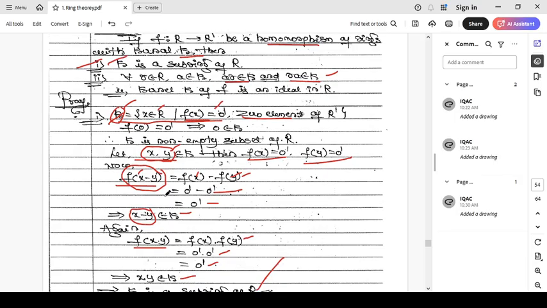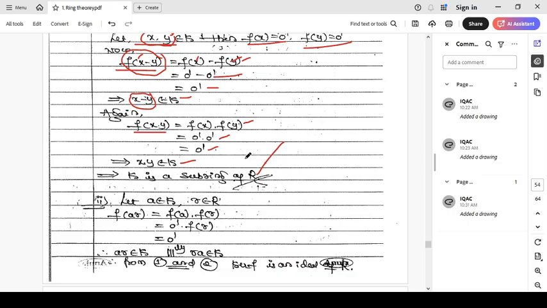So for that purpose, what we need to show is that for every a belongs to K and for every r belongs to capital R, ar belongs to K. So this is the right ideal and this one is the left ideal. We need to show that. So let us see how we have shown it. For example, if I say a belongs to K and r belongs to R, f of ar.